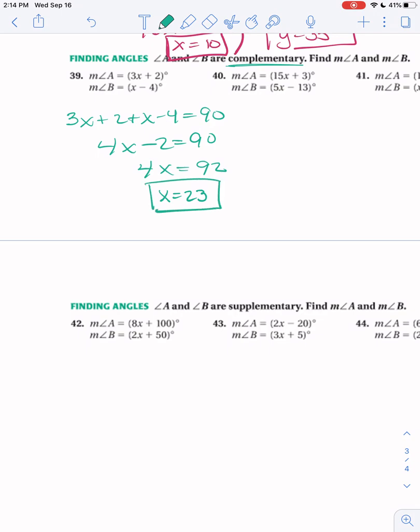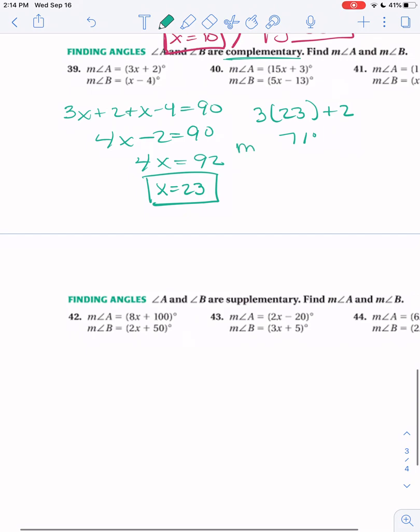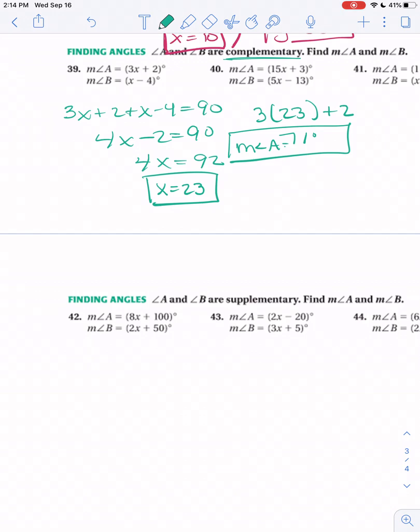And they do want the measure of the angle, so I'm going to go ahead and substitute that back in. 3 times 23 plus 2 is going to give me 71. If we did it correctly, then the other angle must be 19 degrees. Well, let's check that out. So we'll say that the measure of angle A is 71 degrees. So we know x is 23, so the measure of angle B would be 23 minus 4, or 19 degrees, and you can see that together those two add up to 90.